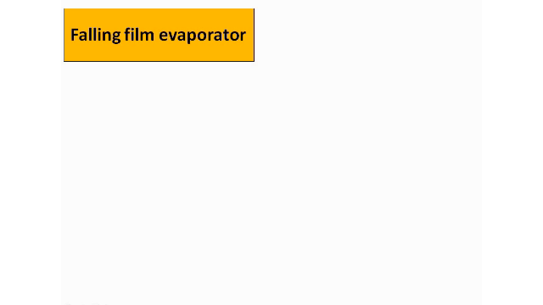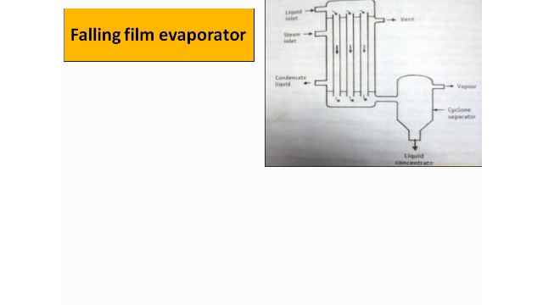The earlier one was the climbing film. Now it is the falling film. The construction is the same, but here you are not going to get the deflector, and the liquid will come from the top end side. So this is the construction. I'll give you the details.